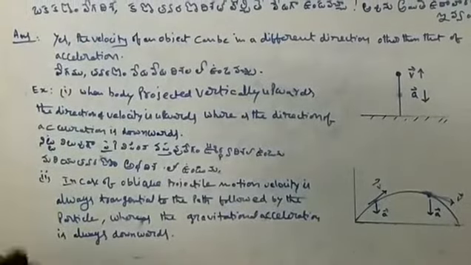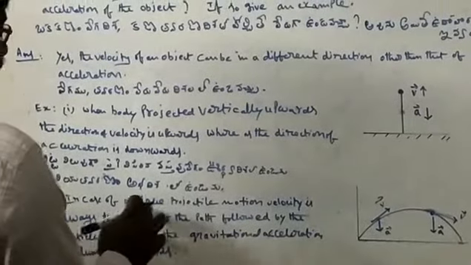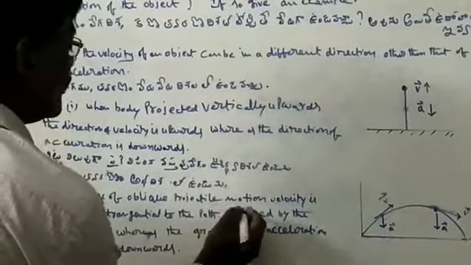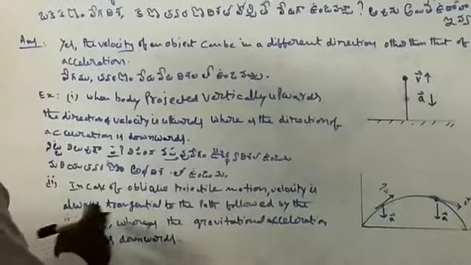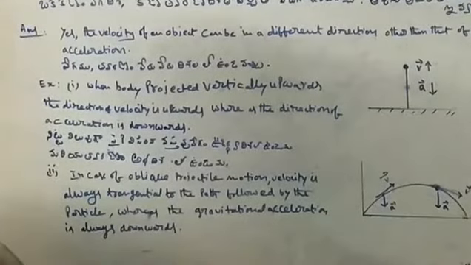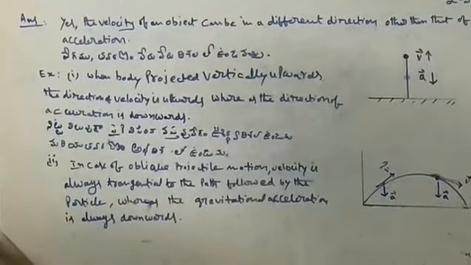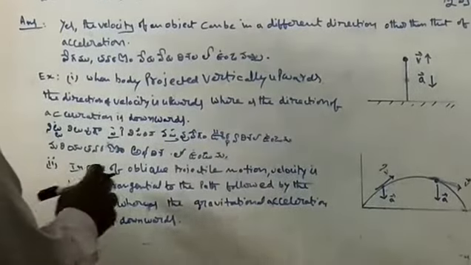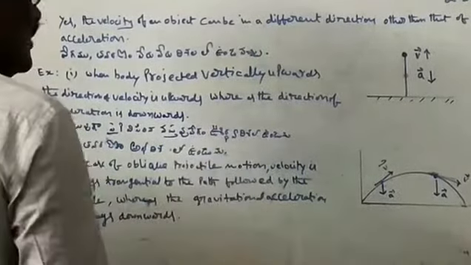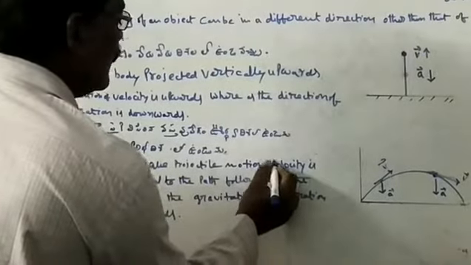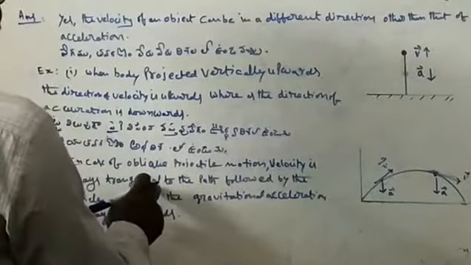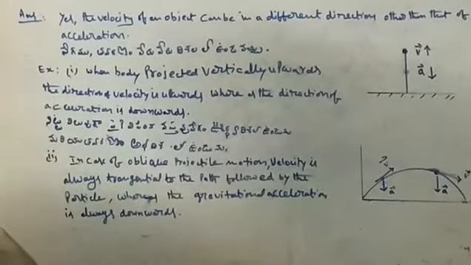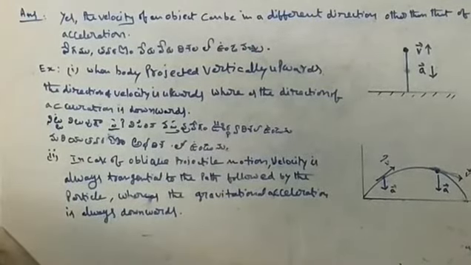Second case, in case of oblique projectile motion, velocity is always tangential to the path followed by the particle, whereas the gravitational acceleration is always downwards.